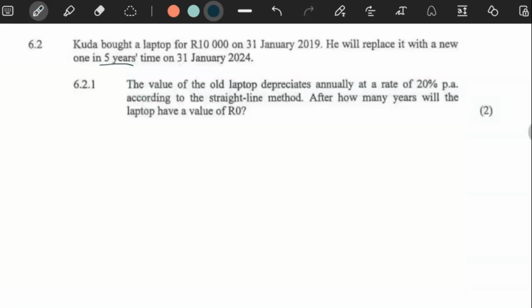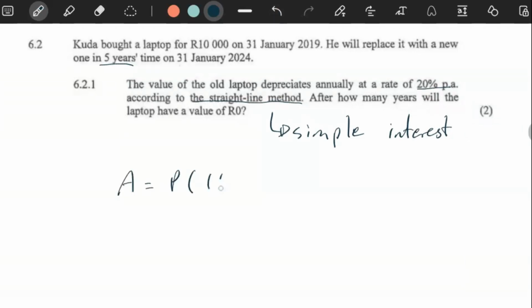It says here the value of the old laptop depreciates annually at a rate of 20% per annum according to the straight line method. This is very important, because anytime they are talking about the straight line method, they are talking about simple interest. There we go. So with simple interest, it says, after how many years will the laptop be worth 0? This is quite straightforward, because your simple interest formula is 1 plus, actually 1 minus, because something is depreciating here.